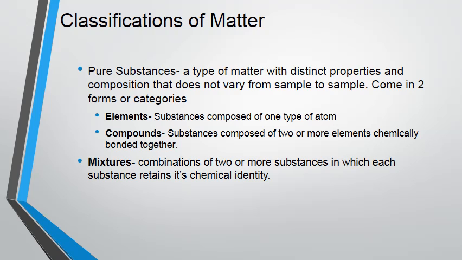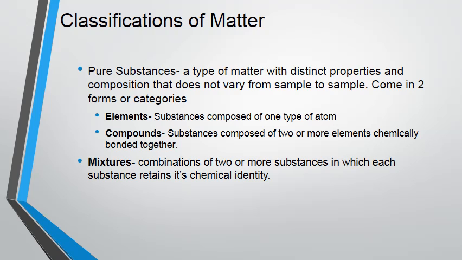If I'm talking about a compound, which is made of two or more elements, and those elements are bonded together, that will still be the same from one sample to the next. So if I have water, H2O, it's always going to be H2O. It's going to have the same properties for every water molecule, and it's going to be the same atoms that make every water molecule. So those are our pure substances.